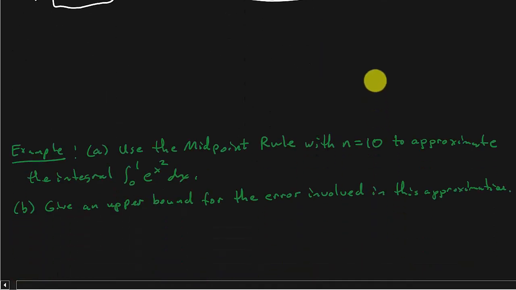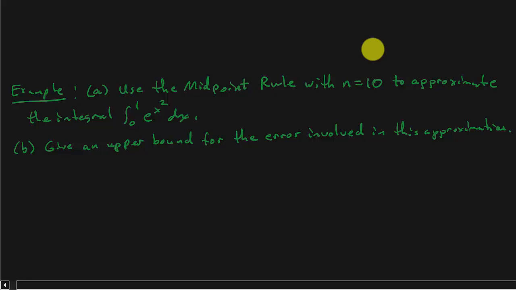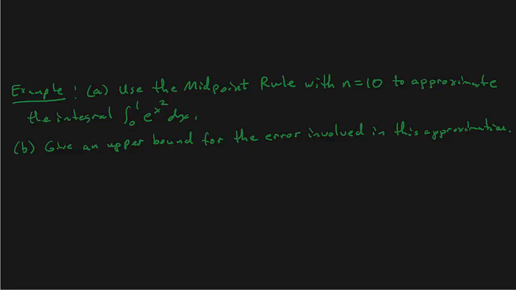All right, another example. Use the midpoint rule with n equal 10 to approximate the integral of e to the x squared dx from 0 to 1 and give an upper bound for the error involved in this approximation. We can't integrate e to the x squared. In the first problem we worked, 1 over x, we could integrate that, so we didn't need the techniques of this section. But this one we do. So let's go ahead and see what we get.